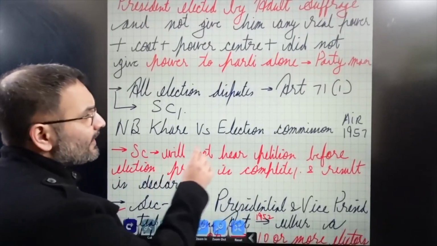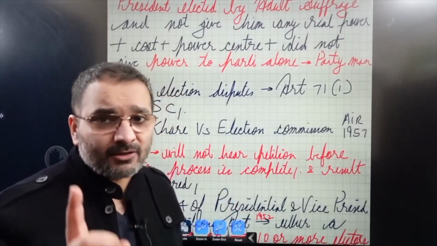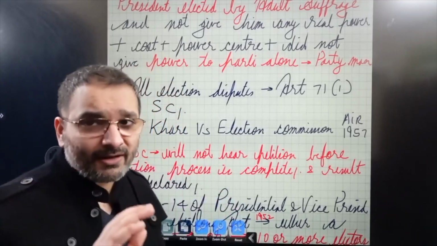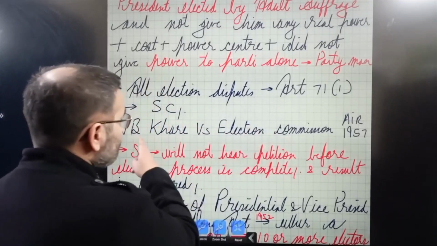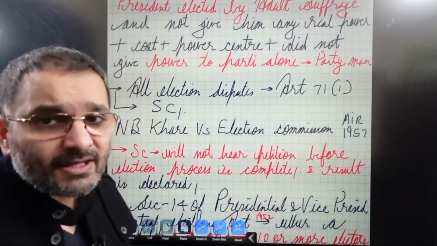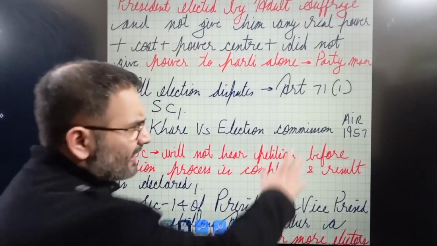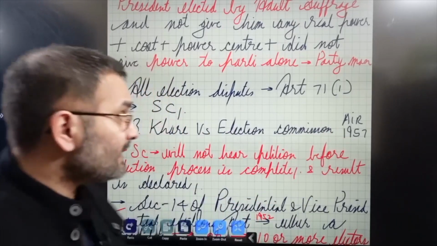Now write down this case law, NB Khare versus Election Commission, that's AIR 1957. Anytime that you're writing an answer on the president and the election, or the relation between the council of ministers, NB Khare versus Election Commission, AIR 1957, please write it. The AIR 1957 is not important. NB Khare versus Election Commission is.